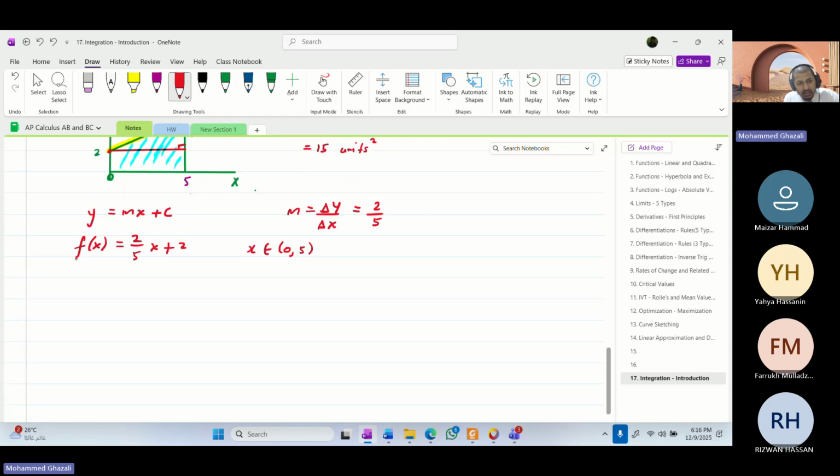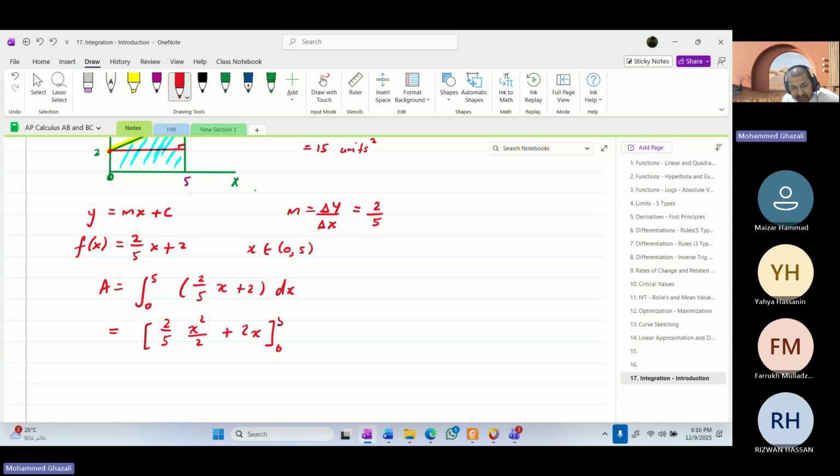So easy. Area equals the definite integral from 5 to 0 of 2 over 5x plus 2. Oh, hold on, you read it incorrectly. You say 0 to 5, you don't say 5 to 0. My bad. So the integral from 0 to 5 of 2 over 5x plus 2 dx. Right, so now we're going to integrate this. So you're getting 2 over 5, leave the constant, x to the power 2 over 2, plus 2x. Now you don't put a plus c, because it's a definite integral.